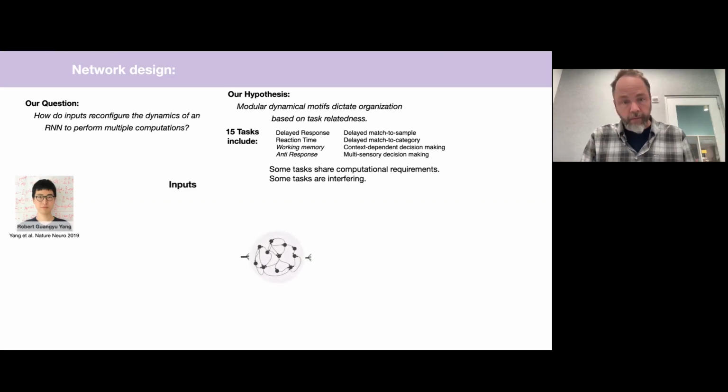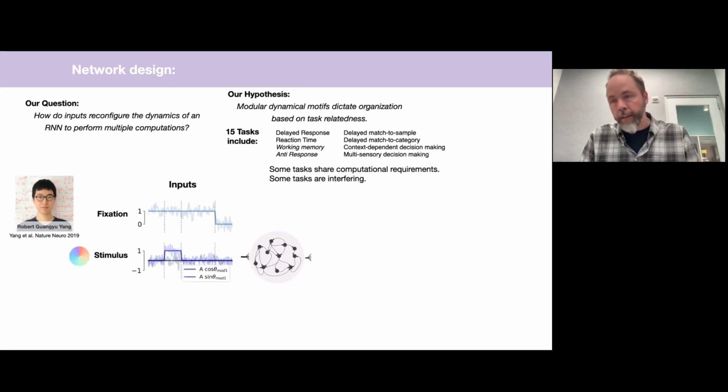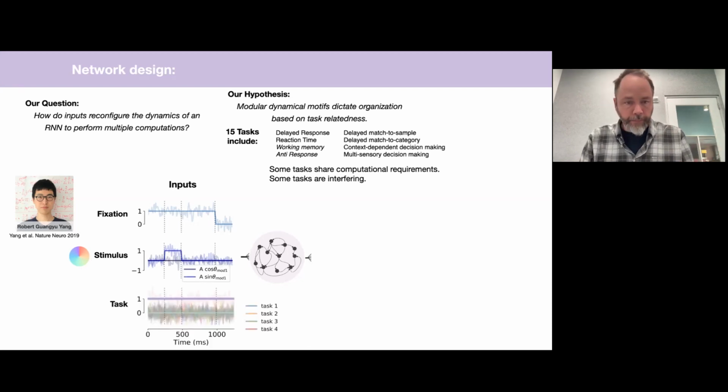We have an RNN. And now I'm going to belabor the inputs here, because you saw how important that U variable was, right? Everything that goes into the network has noise on it, but we've simplified with very straight lines so you can see what's going on. There's a fixation period. Don't do anything until that turns off. There's a stimulus. It's a 2D stimulus encoded on a circle, cosine theta and sine theta of a circular variable.